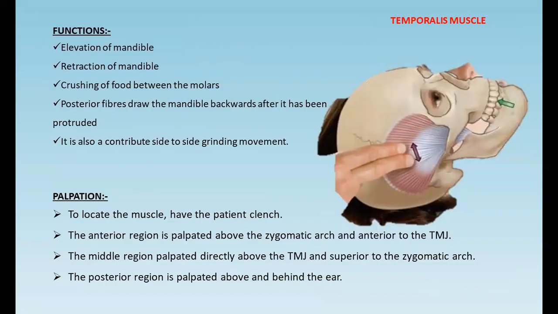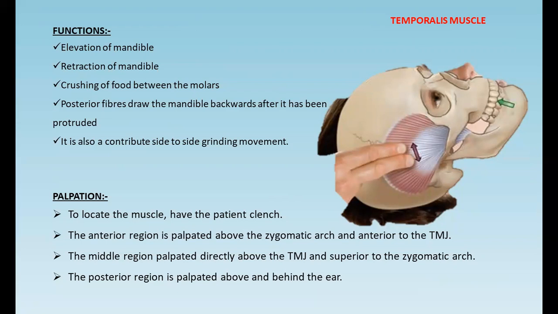The functions of temporalis muscle are elevation of mandible, retraction of mandible, crushing of food between the molars, and the posterior fibers draw the mandible backward after it has been protruded. It also contributes to side grinding movement.